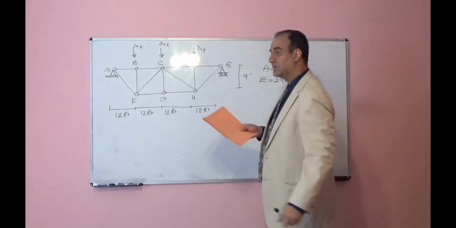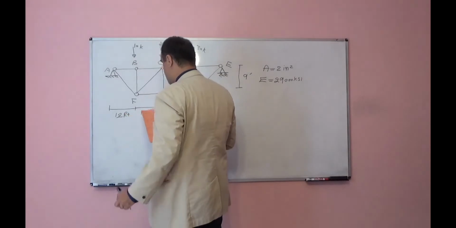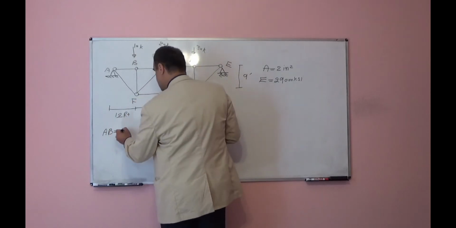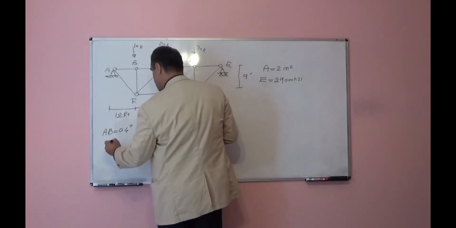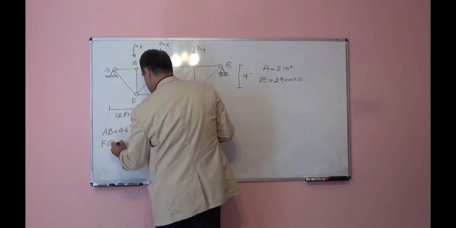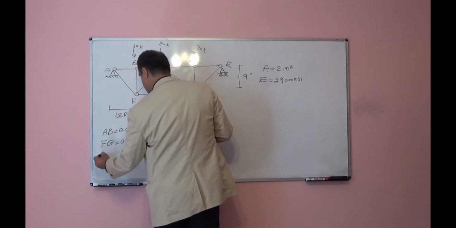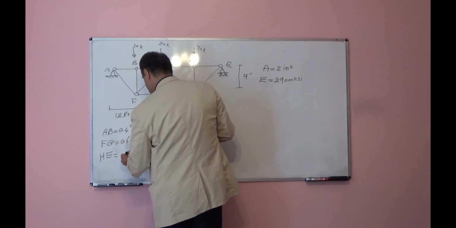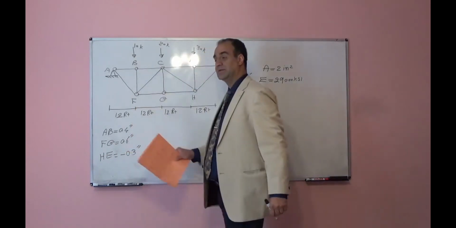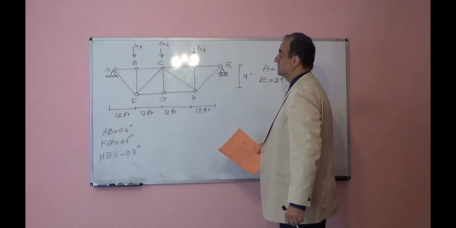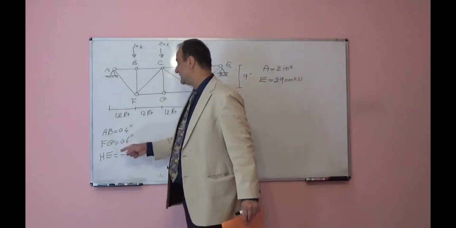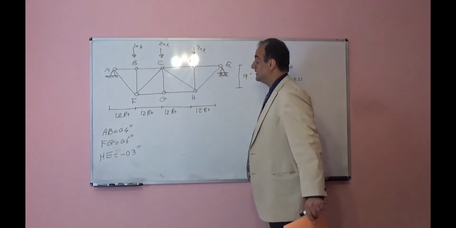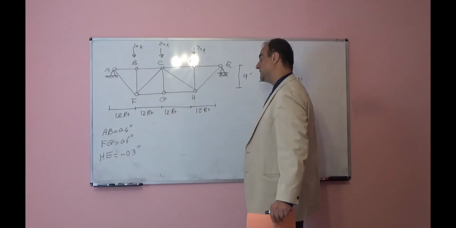On the other hand, due to fabrication errors, member AB was initially fabricated 0.4 inch longer, member FG 0.6 inch longer, and member HE 0.3 inch shorter. Negative means shorter, positive means longer. So these are the fabrication errors we have in these members. We want to consider the effect of fabrication error on the vertical deflection of point G as well.